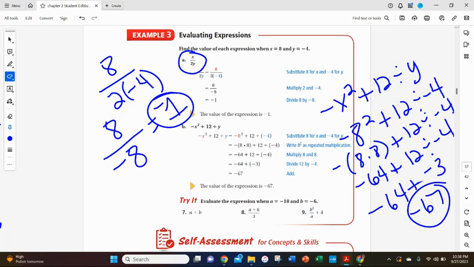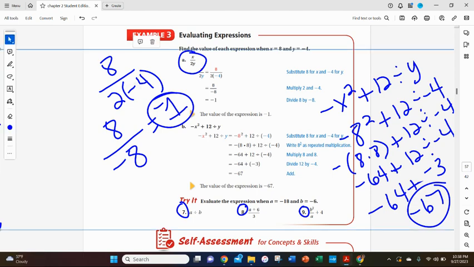I would like you to pause your computer now, and I would like you to do 7, 8, and 9. Pause your computer, and then when ready, you can come back. Okay, I'm going to just clear this real quickly.